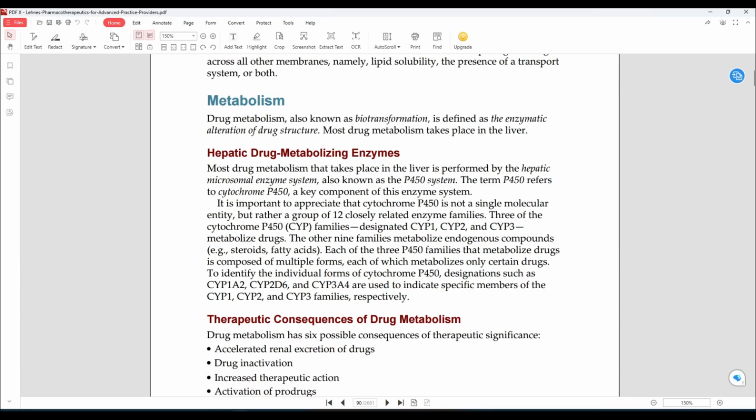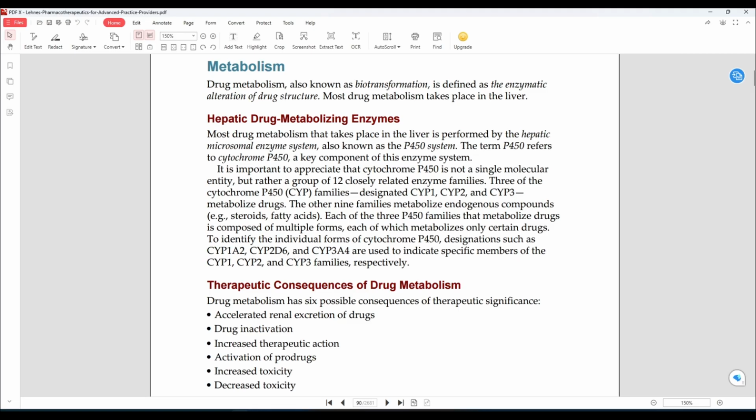So, metabolism. Drug metabolism, also known as biotransformation, is defined as the enzymatic alteration of drug structure. Most drug metabolism takes place in the liver. Hepatic drug metabolizing enzymes. Most drug metabolism that takes place in the liver is performed by the hepatic microsomal enzyme system, also known as the P450 system. The term P450 refers to the cytochrome P450, a key component of this enzyme system.